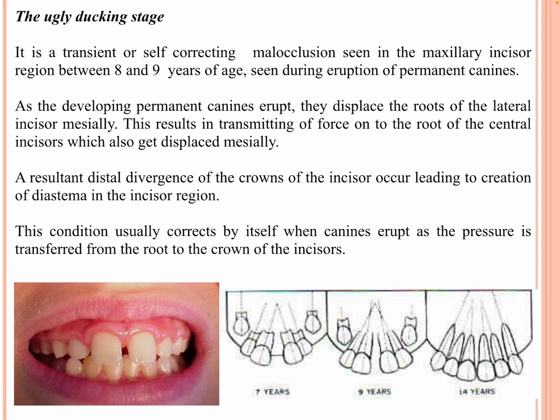As the developing permanent canines erupt, they displace the root of the lateral incisor mesially. This transmits a force onto the root of the central incisor, which also gets displaced mesially. The resultant distal divergence of the crown of the incisor leads to creation of a diastema in the incisor region. This condition usually corrects by itself when the canines erupt, as the pressure is transferred from the root to the crown of the incisors.